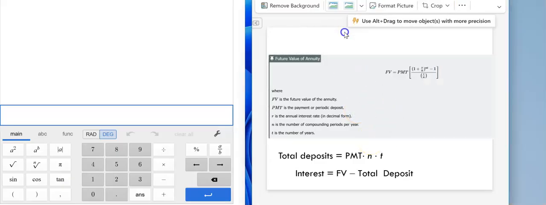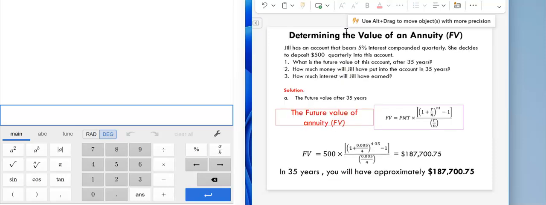Okay, let's do the problem here. Next question is about the future value of the annuity. So here's the question. Determine the value of the annuity, which is also called the future value of the annuity, FV. You'll notice that there are three parts here. Jill has an account that bears 5% interest compounding quarterly. Notice that the interest rate is 5% and quarterly is 4 times a year. So lowercase n equals 4 because of quarterly.